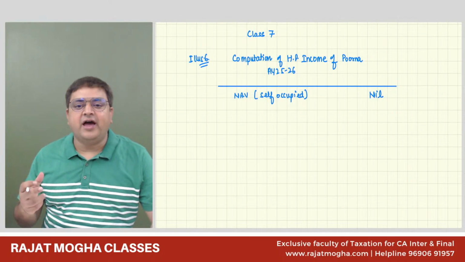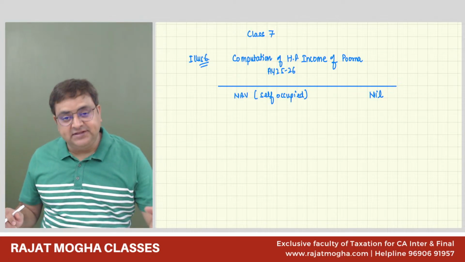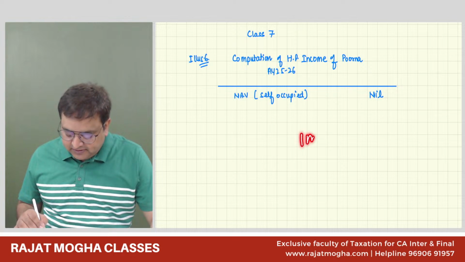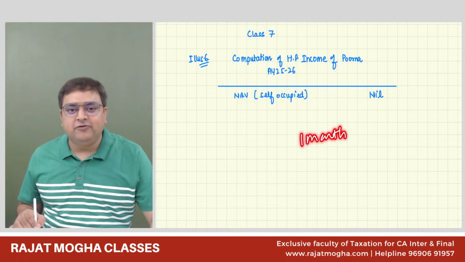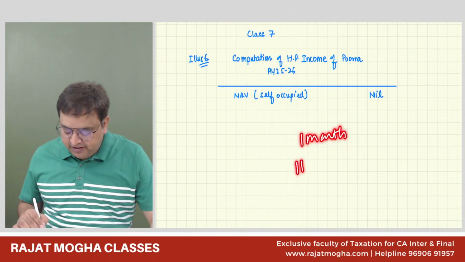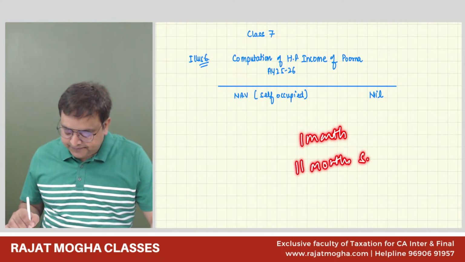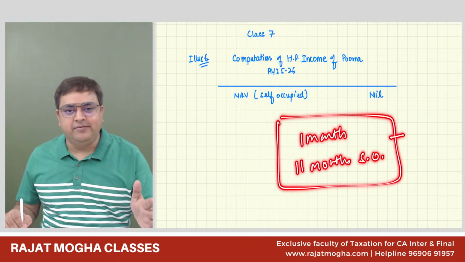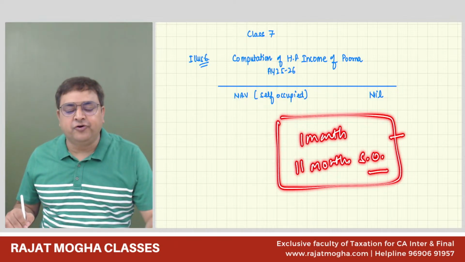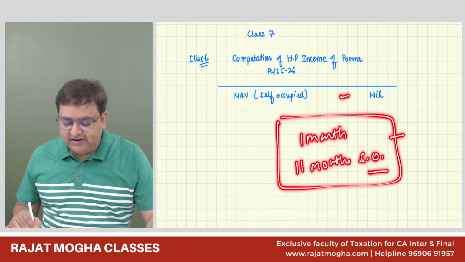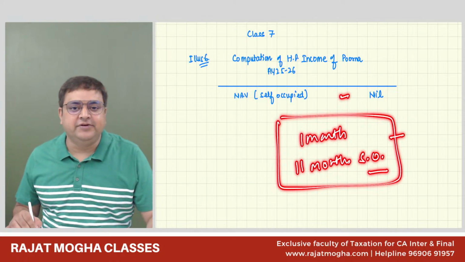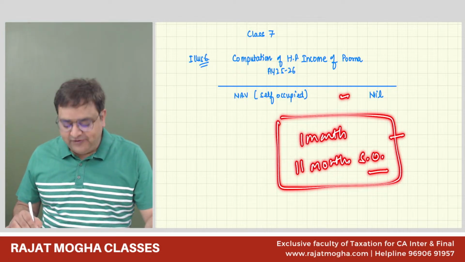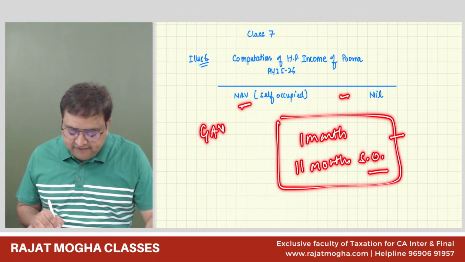Guys, if it would have been given in the question, which they can give, that the property was let out for 1 month and for 11 months it is self-occupied, please tell me, can we take NAV nil, or in that case we have to start with GAV? Start with GAV. Correct. Very nice. So in that case, we have to start with GAV. We cannot take NAV as nil.